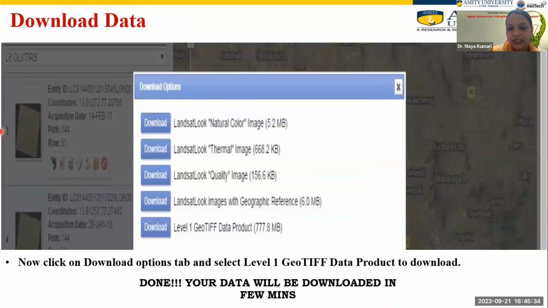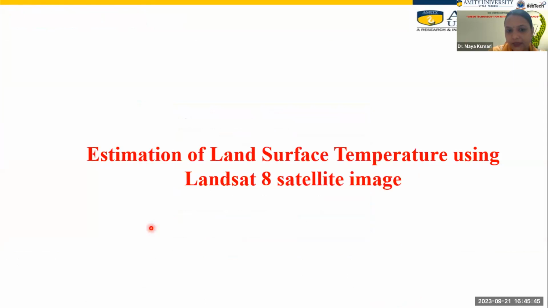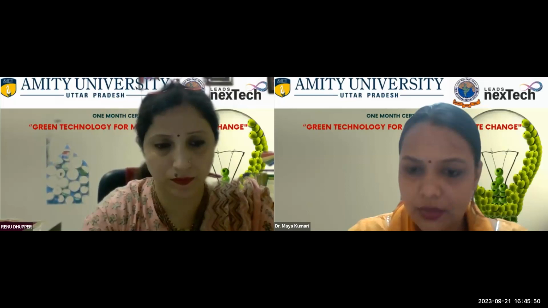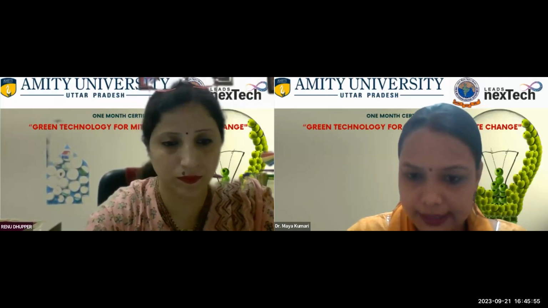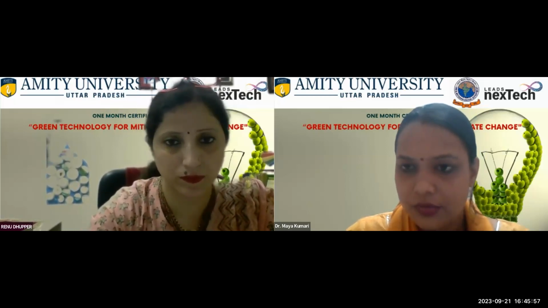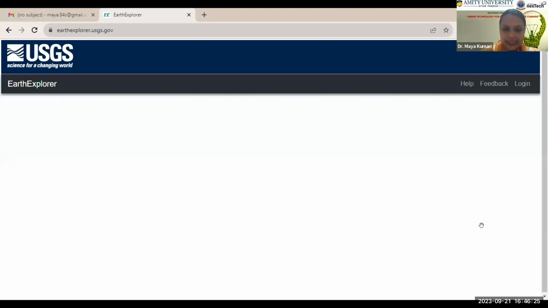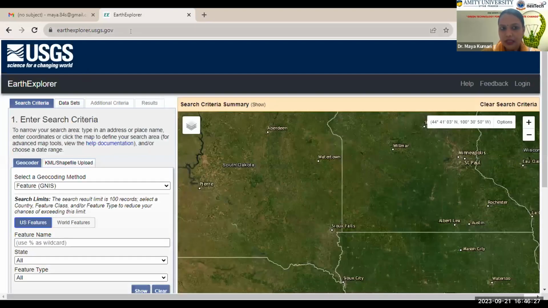Now, when you click on download, you will get these options. You have to go for the entire GeoEye data product. You will click on this download option and the whole data will be downloaded. So what I'm going to do is quickly show you in the system how you all can download the data, right? You all can see, whenever you type in Google earthexplorer.usgs.gov, you will get the option here like login.